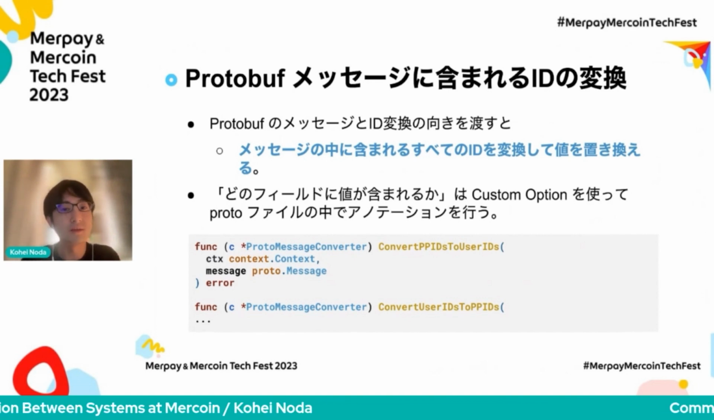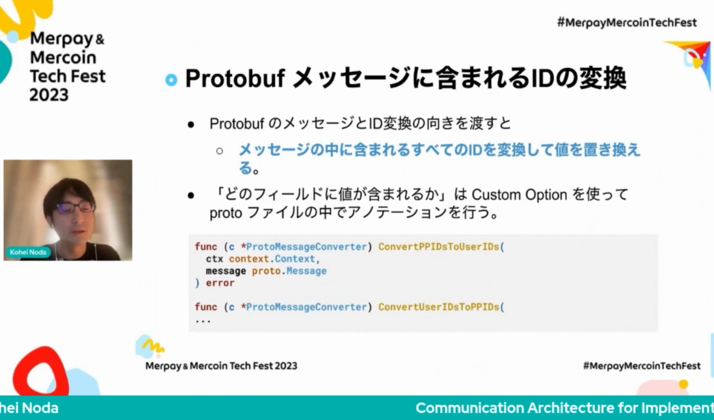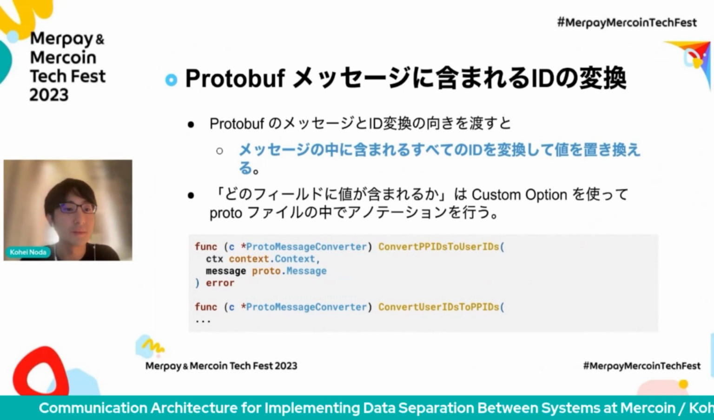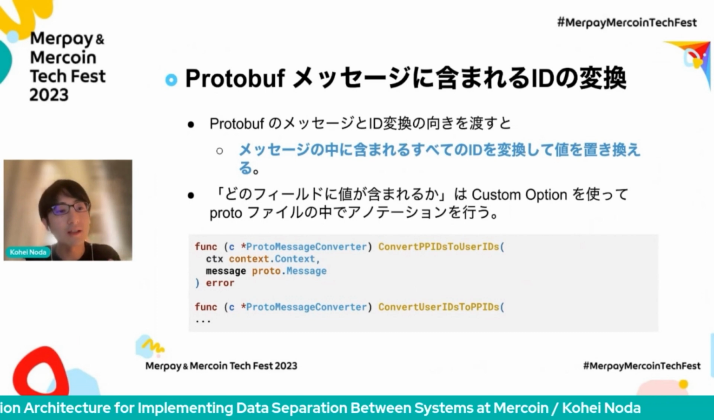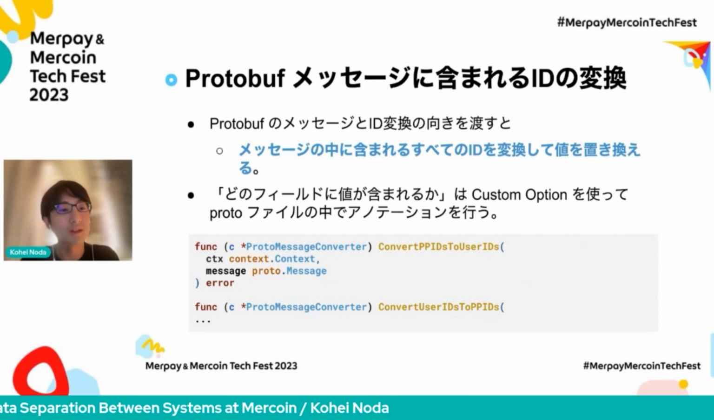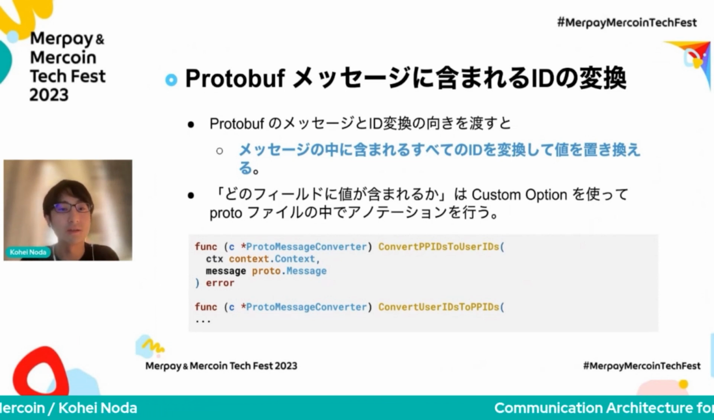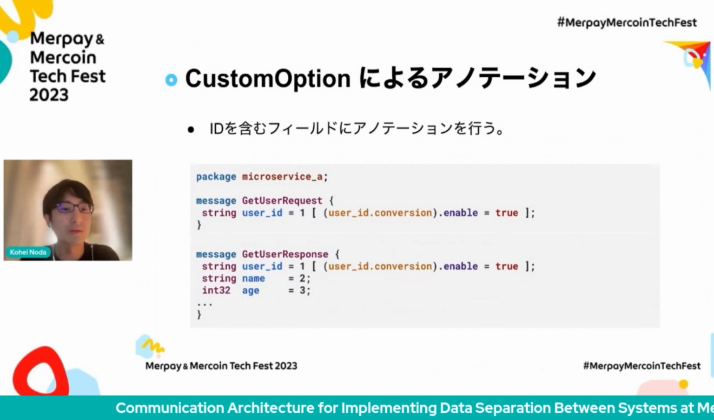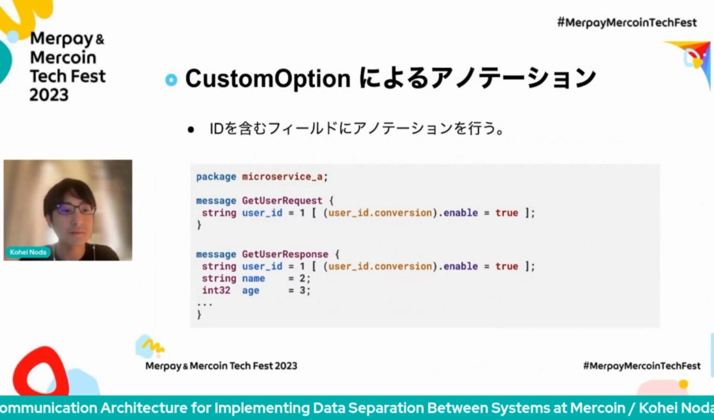So as you can see here, we need to know which fields contain the values for the ID conversion. So for this information, annotations are performed in a protofile definition using a protocol buffer mechanism called custom options. This is an example of annotating protofile.